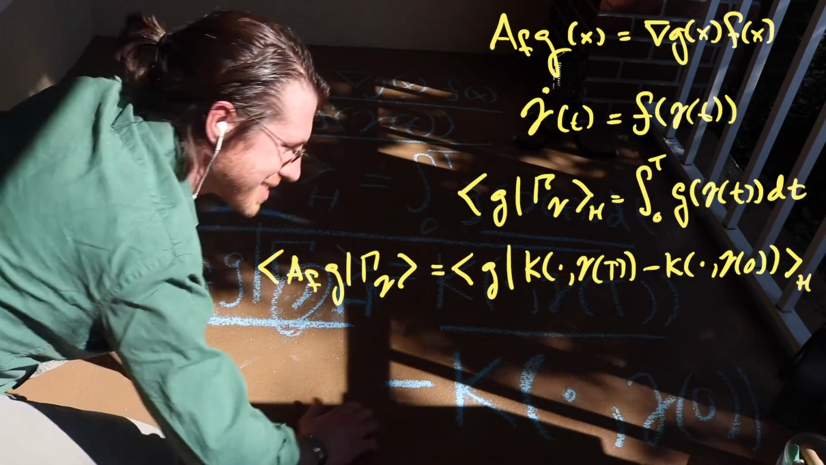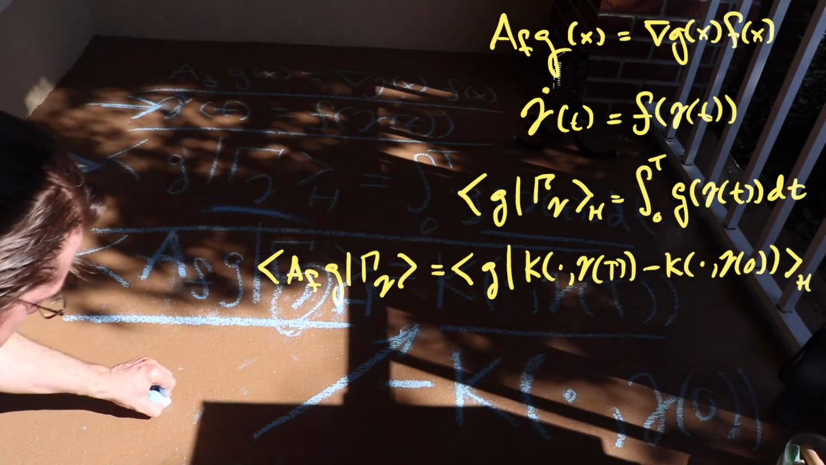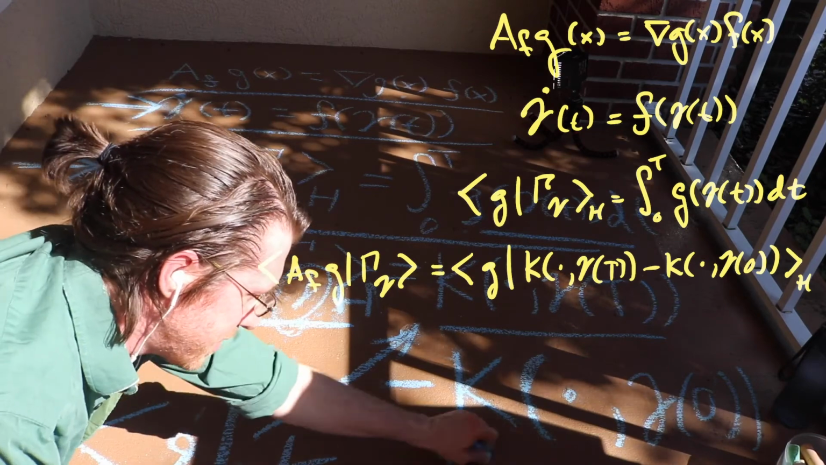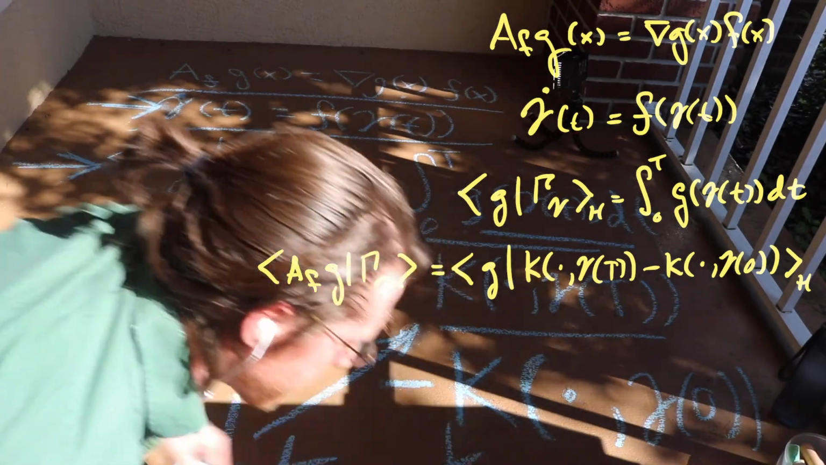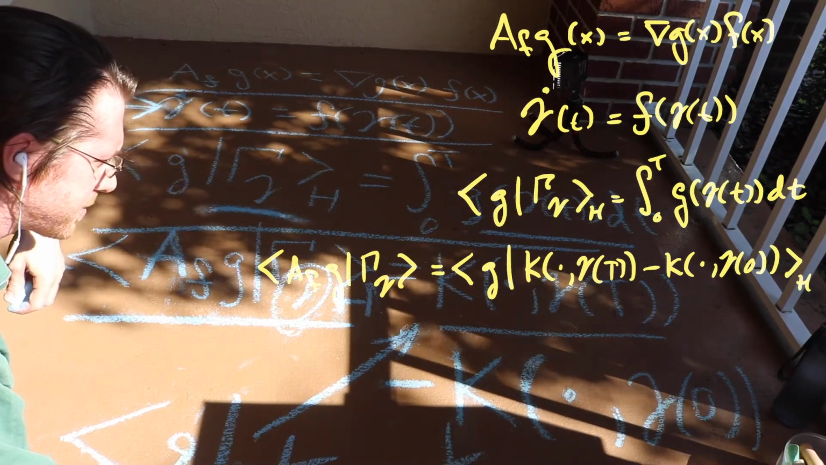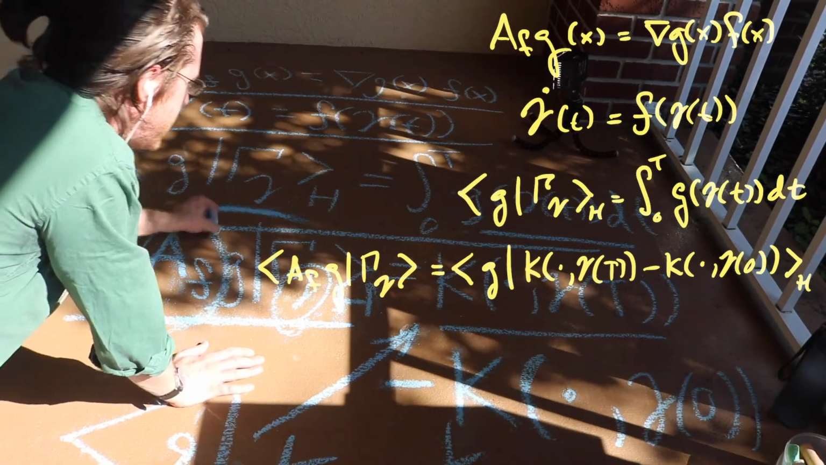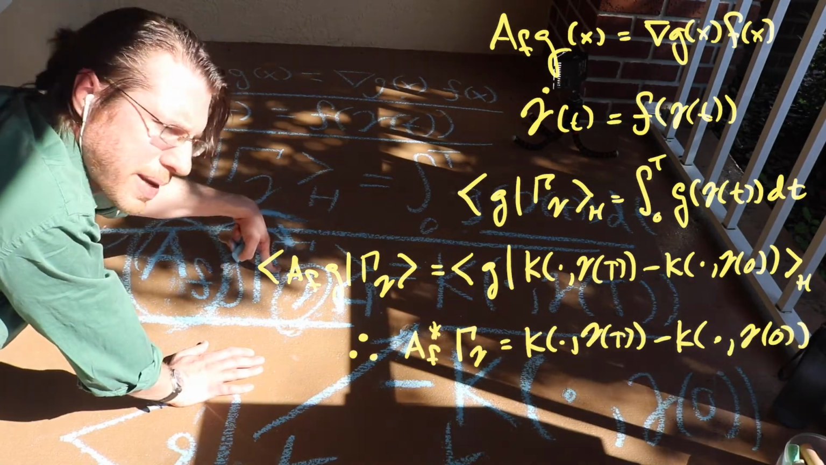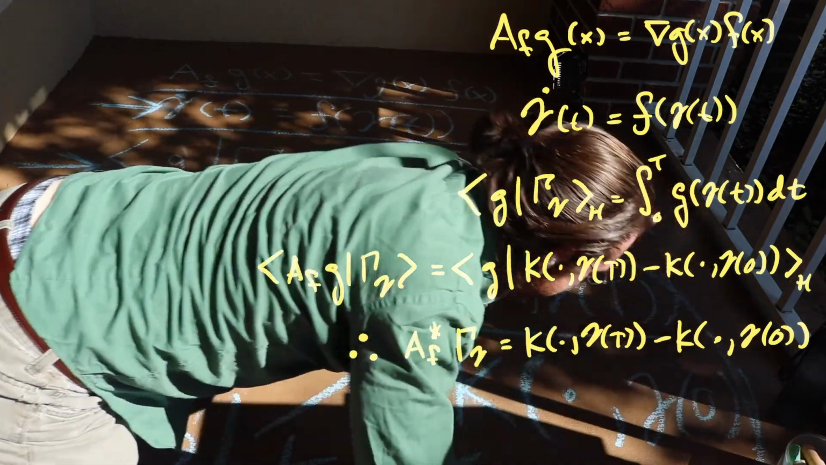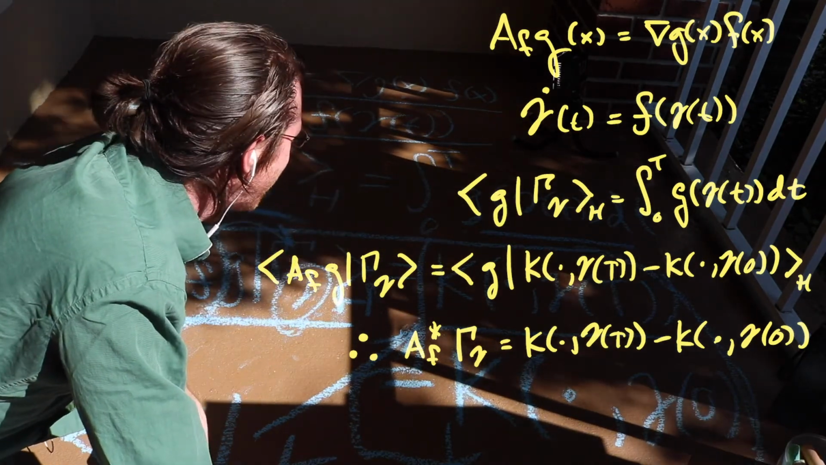Actually, I made a mistake here. This is embarrassing. This should have been g inner product with these kernels: K at γ of T minus K at γ of 0. And that's basically what you get. So that's the idea. The whole idea is that you can take the adjoint of A_f and apply it to the occupation kernel, and what you get is these kernels. That's what I ended up trying to put here, but you only have so much room for all this sidewalk chalk, and I made a mistake. Anyways, let's go back in the office.